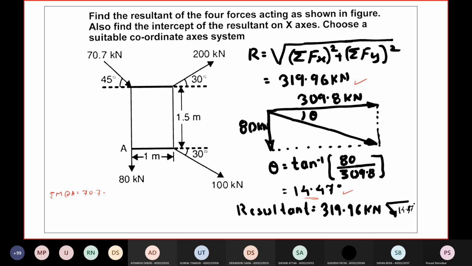So all are in 1 meter. So let me write the moment equation. Then you just recheck your equation what you have written. So plus 200 cos 30 into 1.5 minus 200 sin 30 into 1 plus 100 into sin 30 into 1. So now calculate.